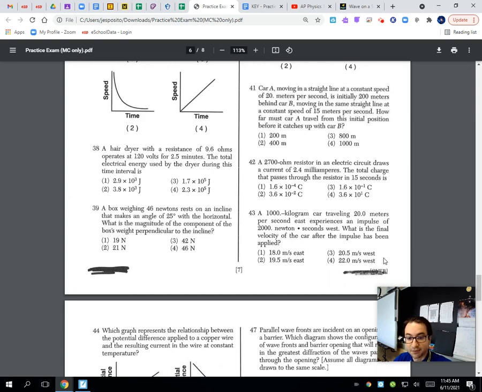And number 43, we have a 1,000 kilogram car moving at 20 meters per second towards the east. It experiences an impulse of 2,000 newton seconds to the west. What's the final velocity of the car? Okay, so this is a multi-step problem. Impulse changes momentum, and it's equivalent to force multiplied by time, but we already have the impulse of 2,000. So let's figure out the initial momentum of the car. 1,000 times 20. All right, so that means it has an initial momentum of 20,000 kilogram meters per second towards the east. It experiences a 2,000 newton second impulse to the left or the west.